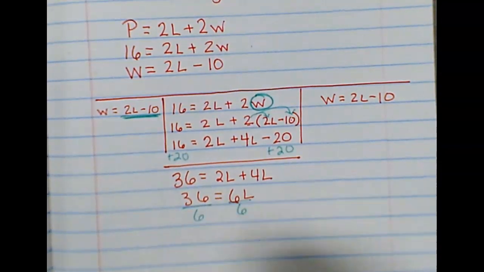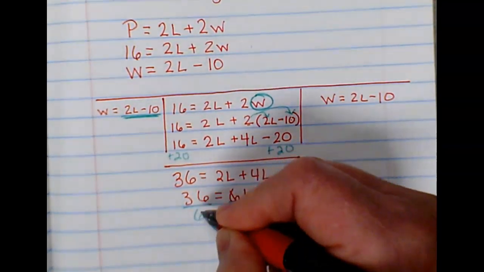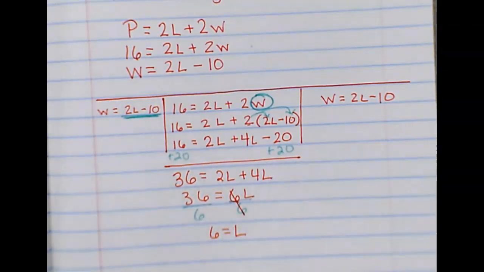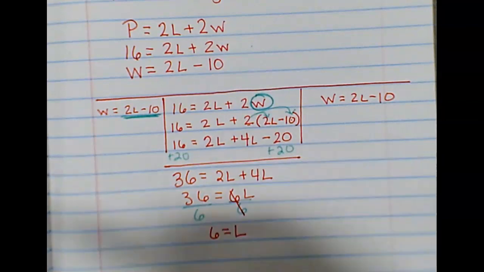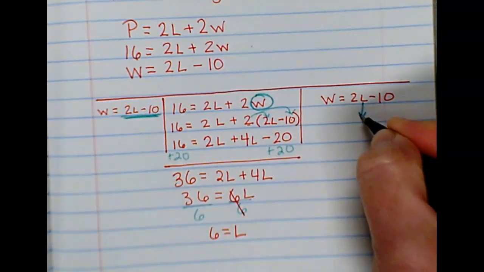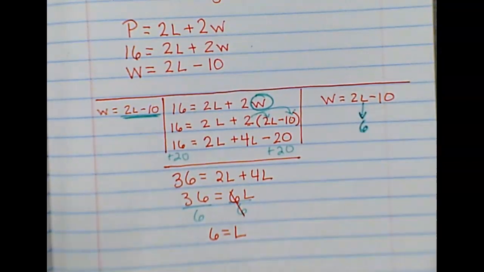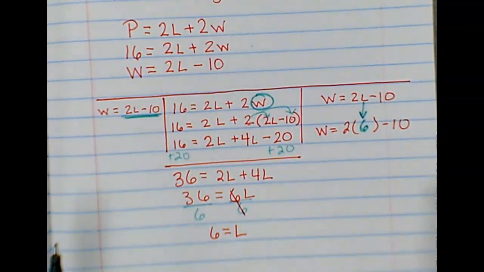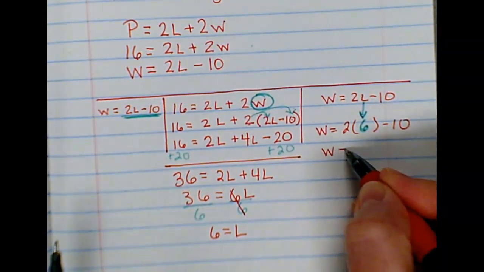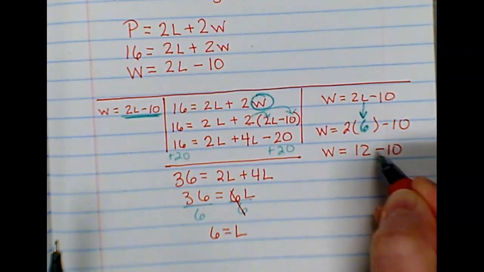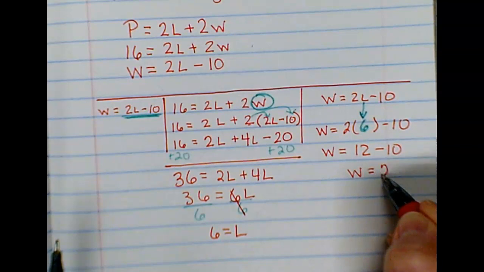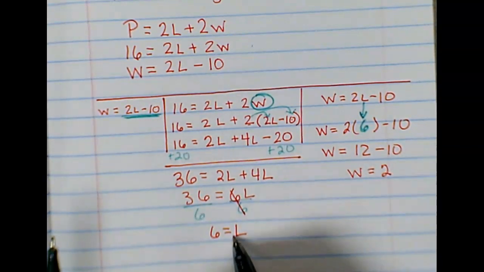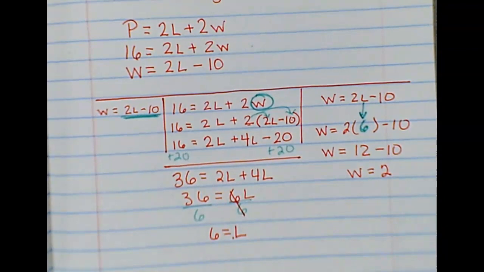Divide by 6, divide by 6. 36 divided by 6, the length is 6. You take this length that you just found out and put it in place of the L. 2 times 6 is 12. 12 minus 10 is 2. The width is 2, and the length is 6. And that's what it asks you to find.